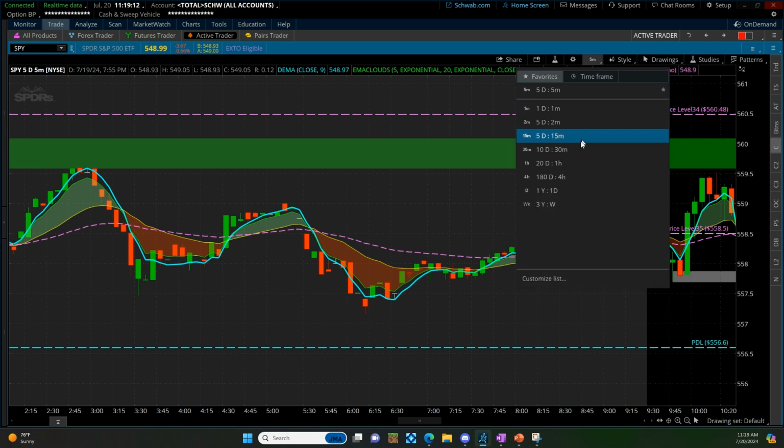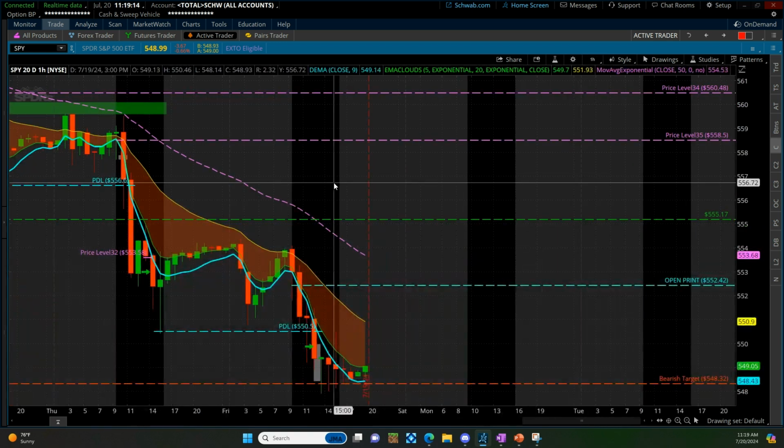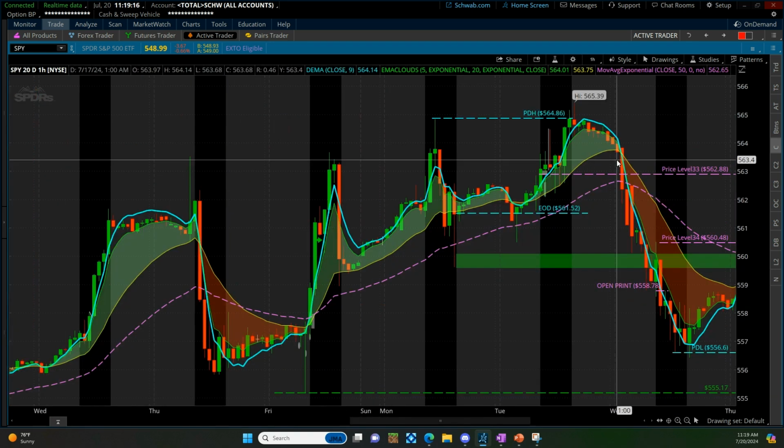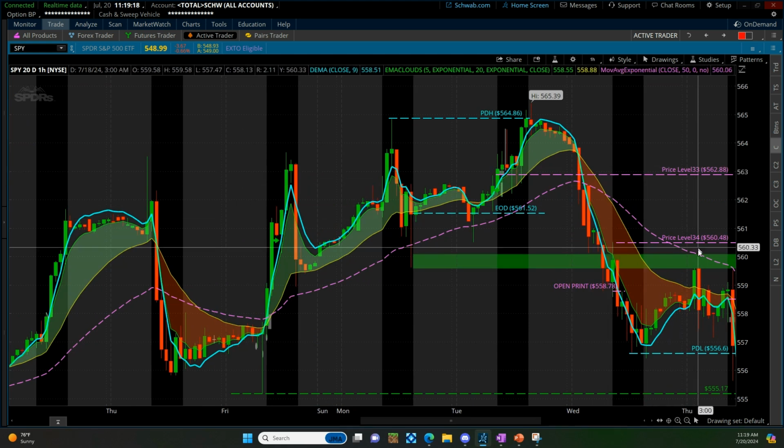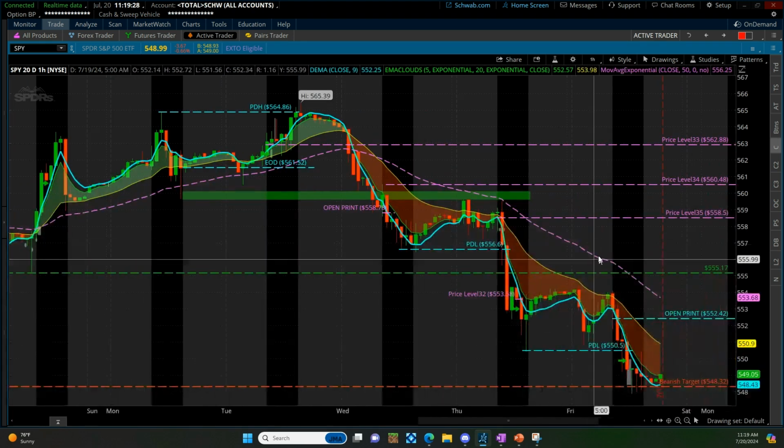This is a 1 hour break and retest. We failed at the highs, right? So the market looked like this on the 1 hour, and look at that 50 EMA on the 1 hour time frame. It is disgusting how well price respected it.